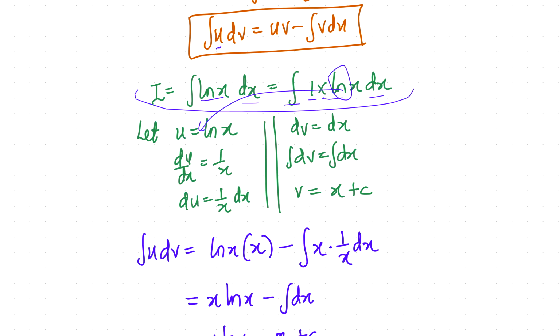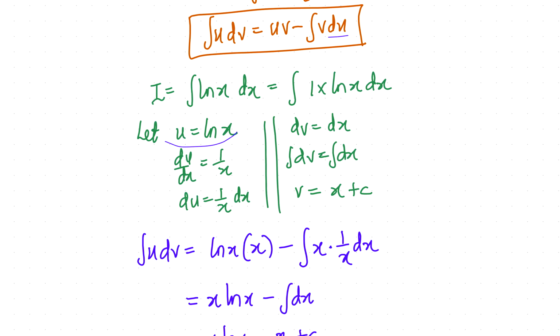Your dv will automatically be whatever is left. That is 1 times dx. So your dv is 1 times dx, which is actually dx. So by doing this, the problem becomes easier to handle. So you have u to be ln x, since you have to differentiate, and you can easily differentiate ln x. Then the rest, 1 times dx, you have dv equals dx.